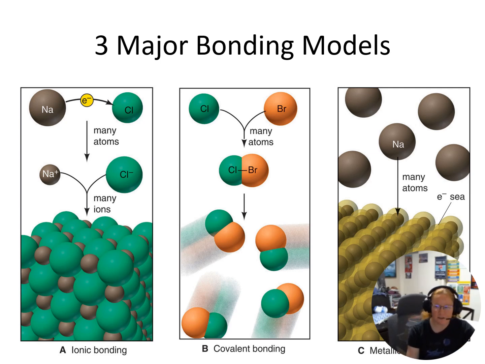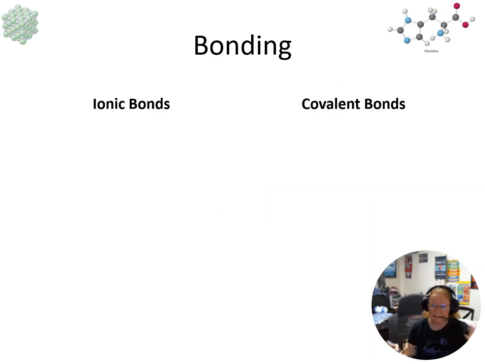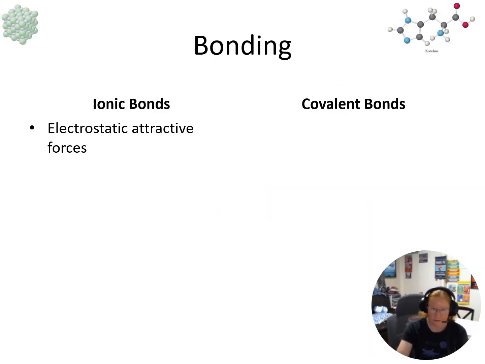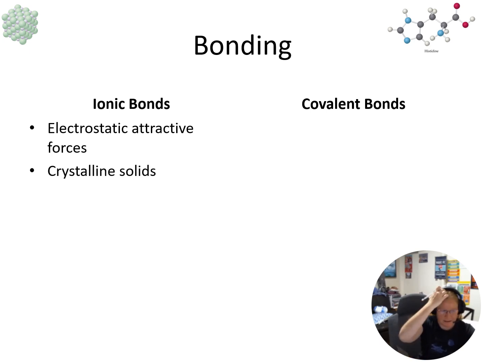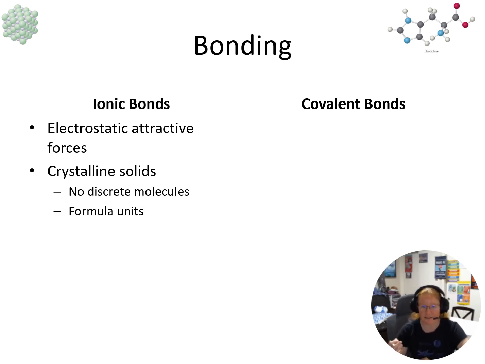Okay? So when we look at our ionic and our covalent bonding, which are the two that we're going to focus on here, we need to start understanding what's happening and what sort of properties we get from each of these. So let's look first at our ionic bonds. We have electrostatic attractive forces. I have a cation, I have an anion. Opposite charges attract. So there are my attractive forces. I'm going to make crystalline solids. So instead of having discrete molecules, I have formula units. So again, like my sodium chloride.